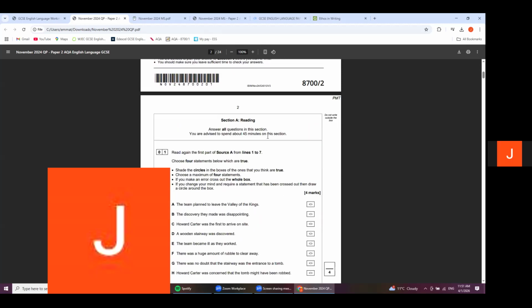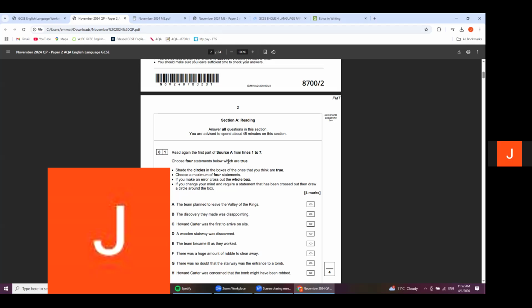So, section A, reading. Answer all questions in this section, and you're advised to spend about 45 minutes on this section. For question 1, in source A, we need to read lines 1 to 7. If you've seen my previous video for paper 1, you will be aware that I'm always really focused on making sure that we read the question carefully.